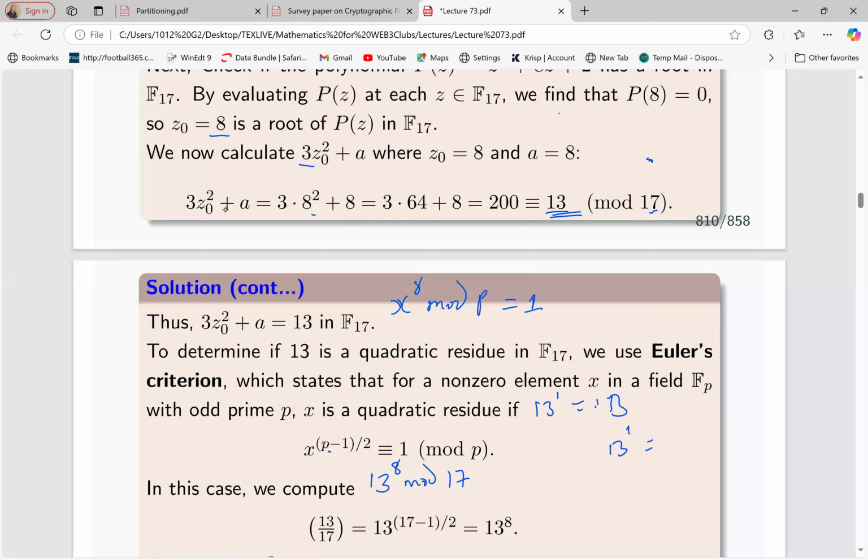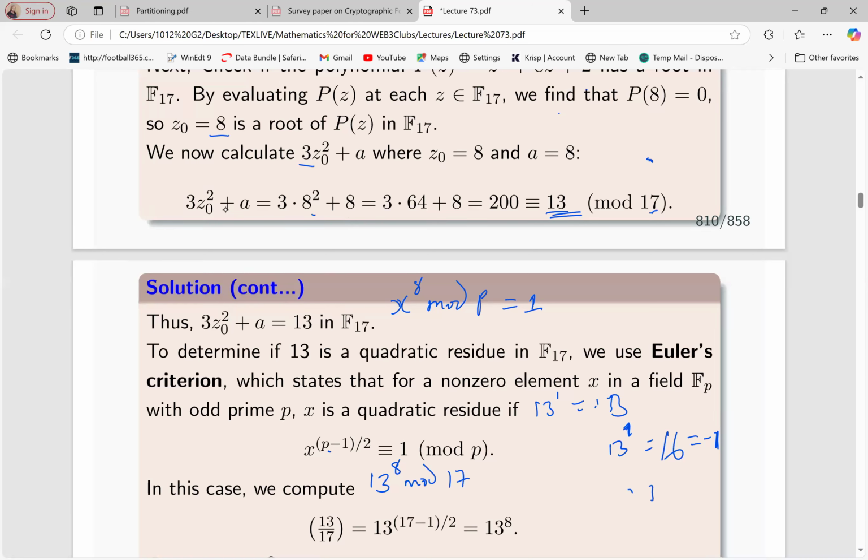13 raised to 2 is 169. But we are doing this mod 17. So you divide by 17, and 17 goes there 9 times. And the remainder is 16, which is, of course, negative 1. 16 is just negative 1. Oh, this was squared.